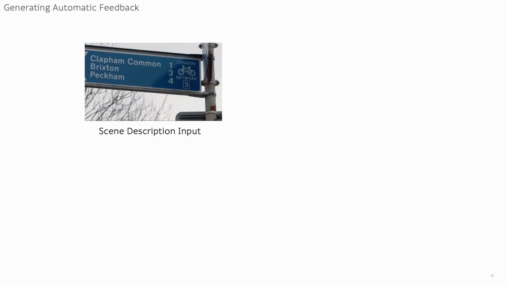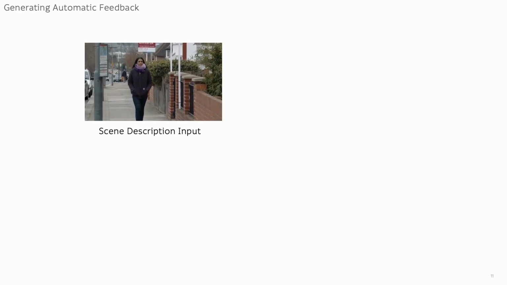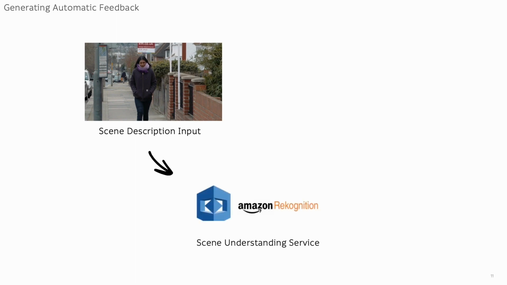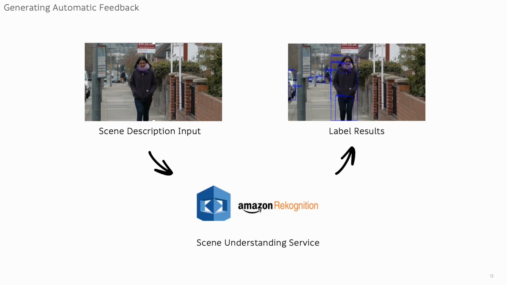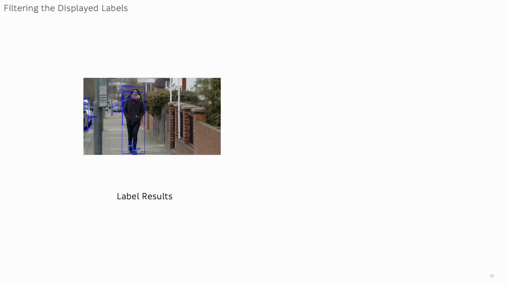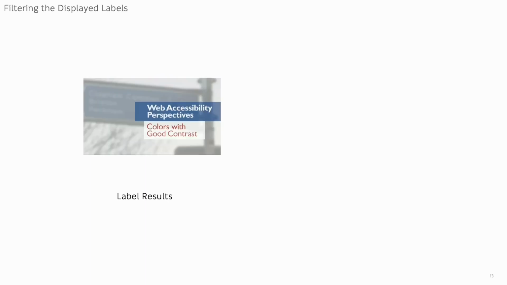To generate the feedback word cloud, we use a scene understanding service to generate the labels of items detected in the scene. We use Amazon Rekognition to detect the objects and the activities extracted from the video. However, Amazon Rekognition generates too many labels, and we don't want to overwhelm the participants by displaying all of them. For example, for the simple scene that I've just shown you, Amazon Rekognition generated a total of about 42 labels.